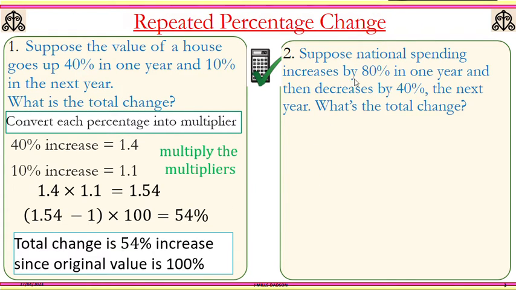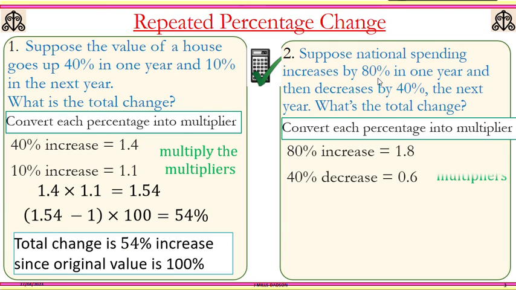Suppose national spending increased by 80% in 1 year and then decreases by 40% the next year. What is the total change? So the question is asking what single percentage would mean increasing by 80% followed by a 40% decrease. Again, let's convert each percentage into a multiplier. Increasing by 80%, 100 plus 80 is 180% divided by 100. That will give us 1.8 for 80%.